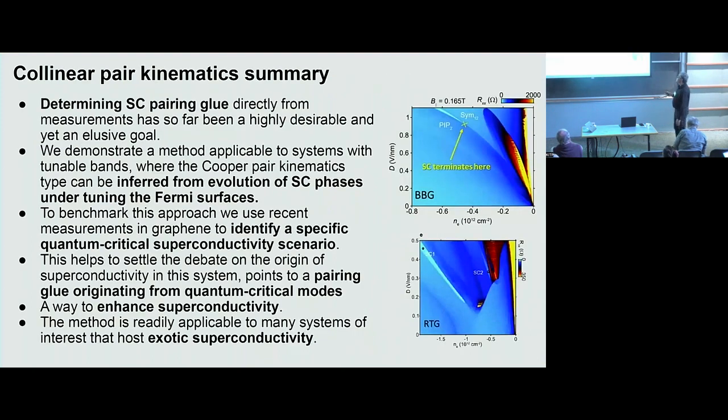So anyway, I think I'm already out of time. I already said everything I wanted to deliver. Basically, this is a new testable signature that allows one to probe directly the Cooper pair scattering type. Thank you.